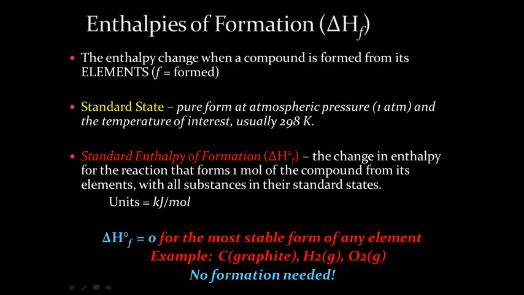Now, if you have the most stable form of an element, for example, carbon is usually found as a solid, hydrogen as a gas, oxygen as a gas, then the delta H of formation is 0 because that's how it is. It's always found like that. And so it doesn't need to be formed. It's already formed. So its delta H of formation will be 0.